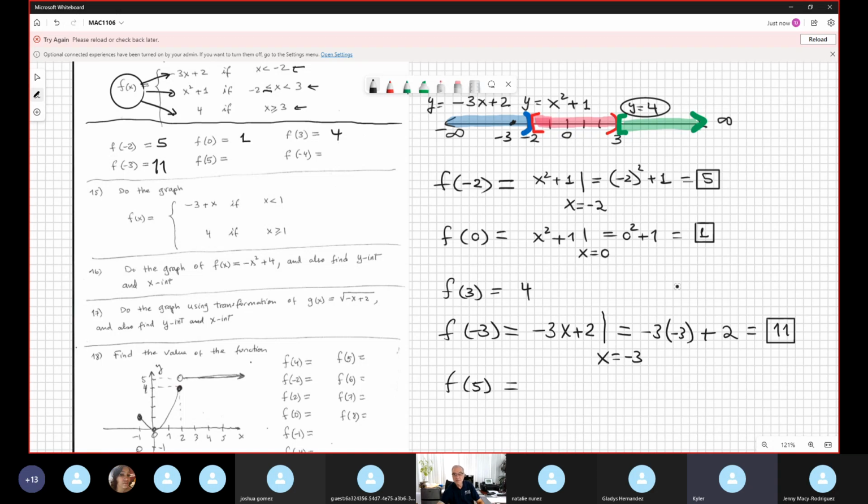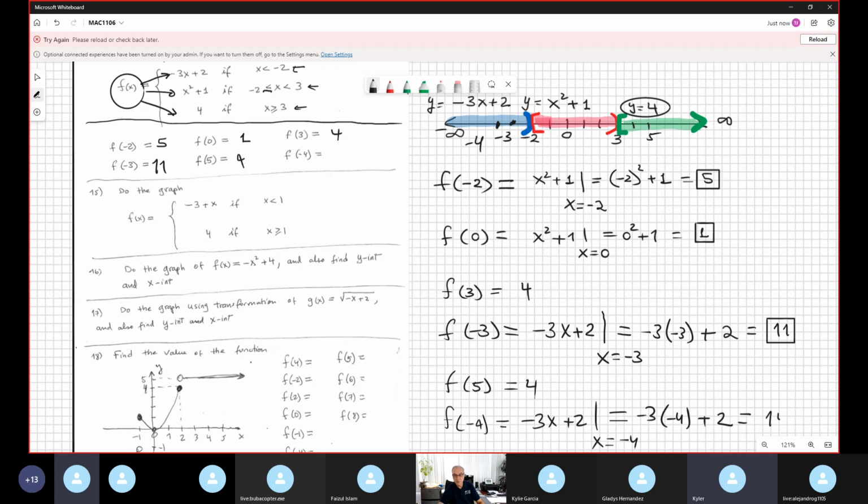And 5 is here, no? Positive 5 is green. It's 4 again, for the same reason. And negative 4, we're using again here the blue. Negative 4 is minus 3x plus 2. Evaluated at x equal negative 4 is negative 3 times negative 4 plus 2 is 14, no? Because it's positive 12 plus 2, 14. Boom. Final answer. Easy, easy, or complicated, complicated?